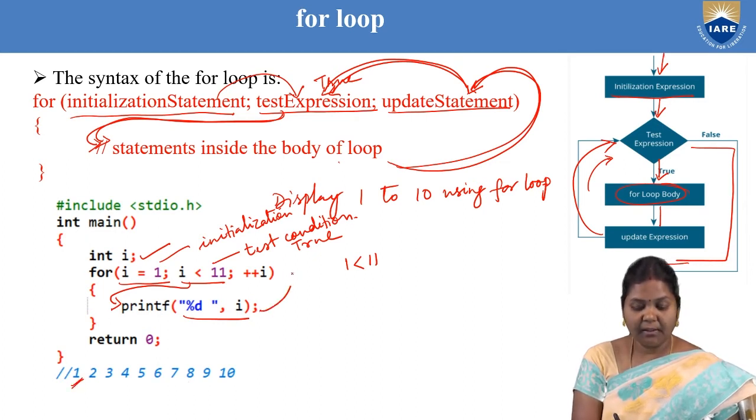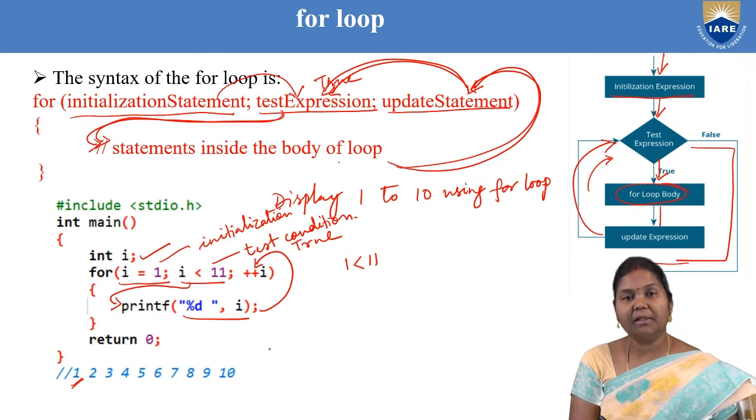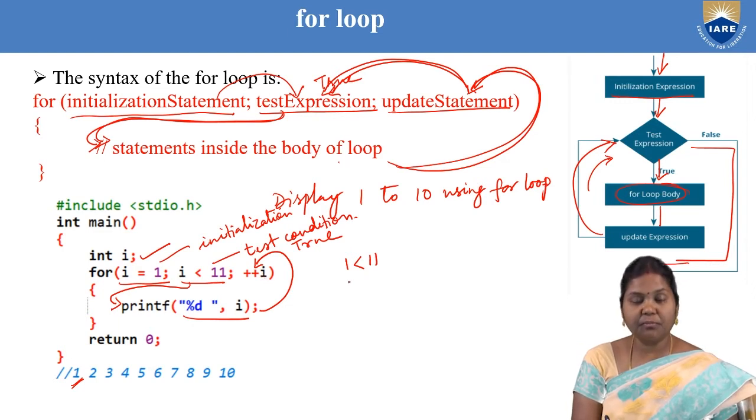After displaying 1, we go for updating the looping variable. The update is done with ++I, that means pre-increment the value of I. So the value of I becomes 2. Then again we go for testing the condition. 2 is less than 11, yes, it is true. Again print the value of I, so 2 will be displayed.